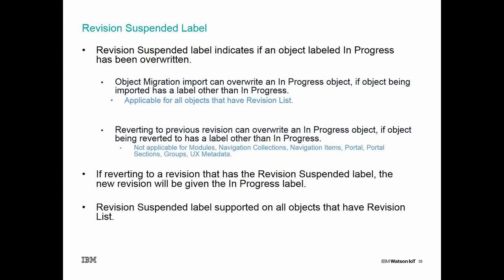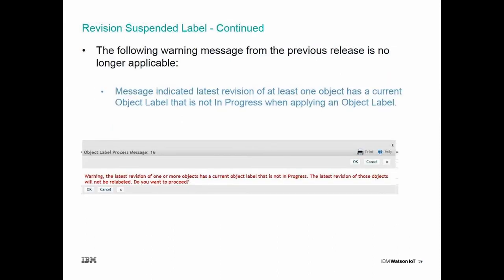And also, if you're reverting to a revision that has the revision suspended label, the new revision will be given the in-progress label. And then the revision suspended label is supported on all objects that have a revision list.